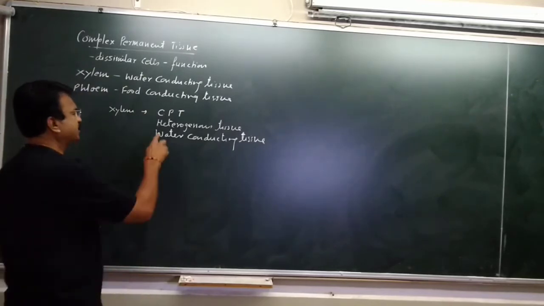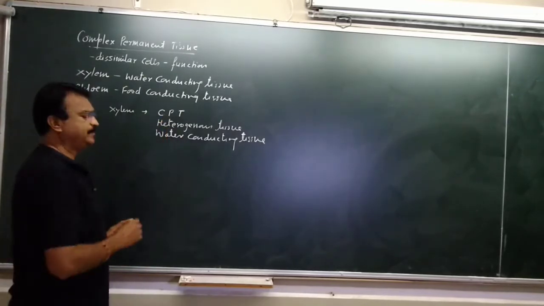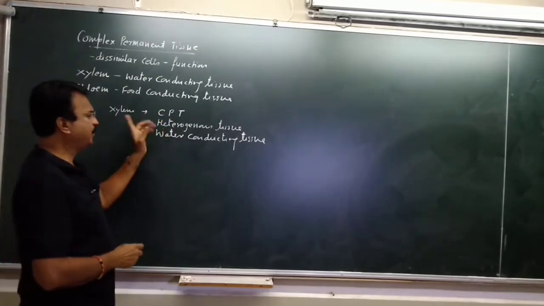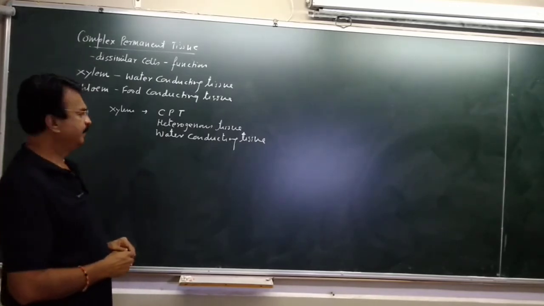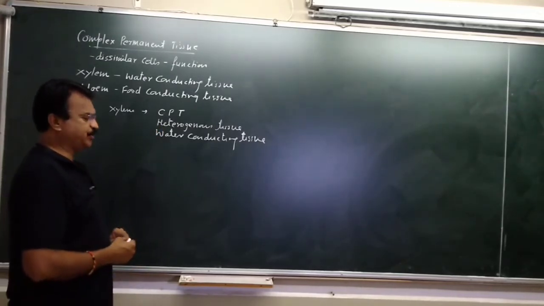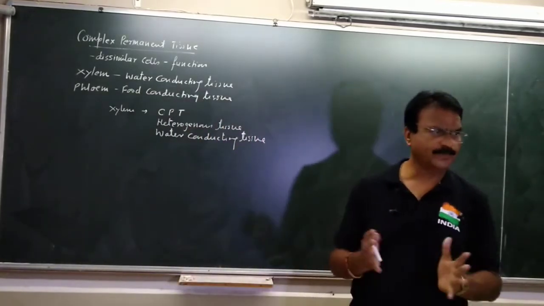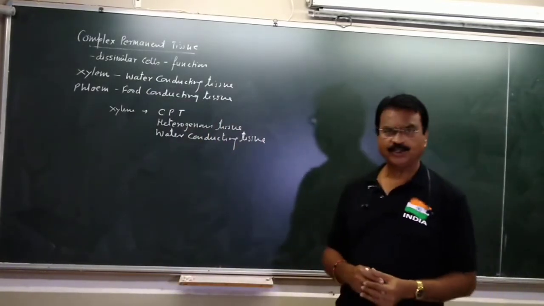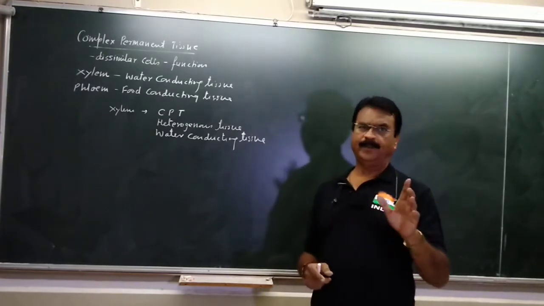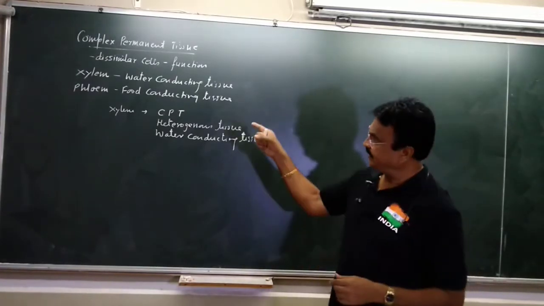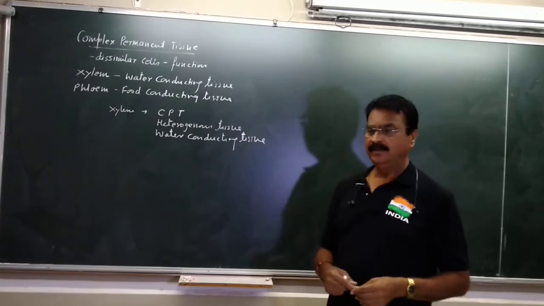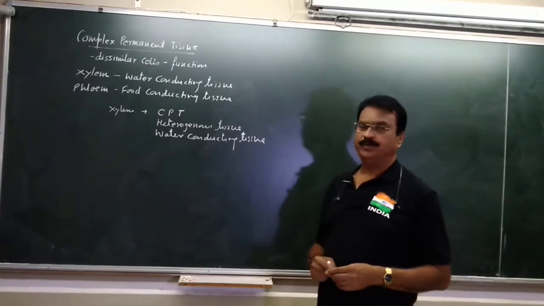Xylem is a complex permanent tissue because it is made up of dissimilar cells. It is a heterogeneous tissue. Heterogeneous means made up of different kinds of cells. When similar kinds of cells are there, it is called homogeneous. Here it is a heterogeneous tissue. It is a water conducting tissue.